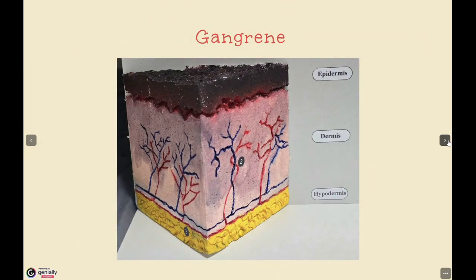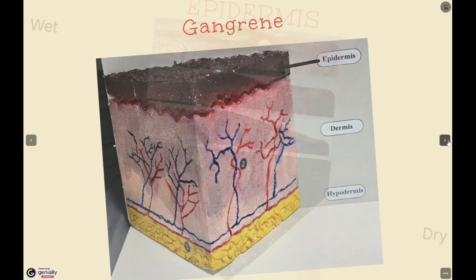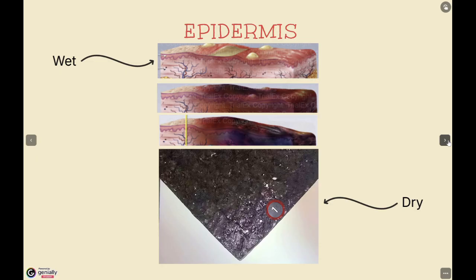Next is gangrene, which happens when tissue dies, most commonly from loss of blood supply, sometimes combined with infection. In gangrene, the epidermis may become cold, pale, and then dark as cells die. Over time, it can turn purple, brown, or black. The surface can become dry and shriveled in dry gangrene or swollen with blisters and drainage in wet gangrene.